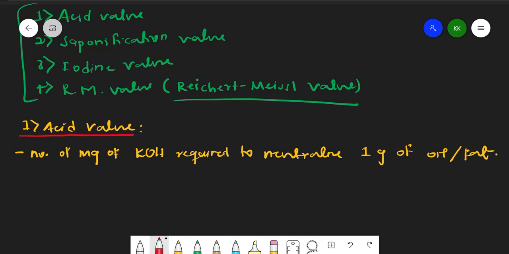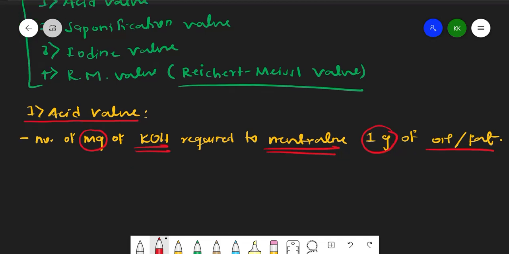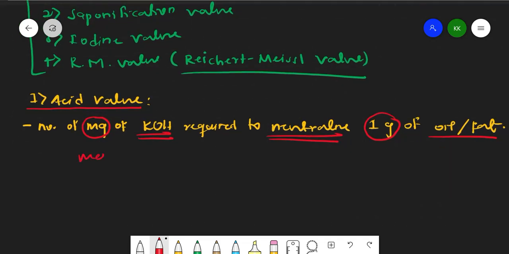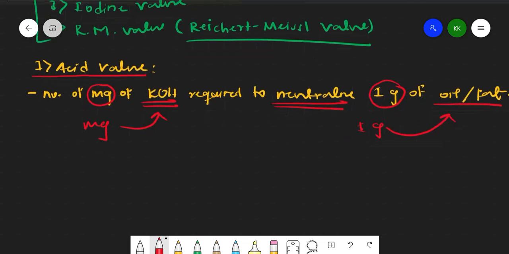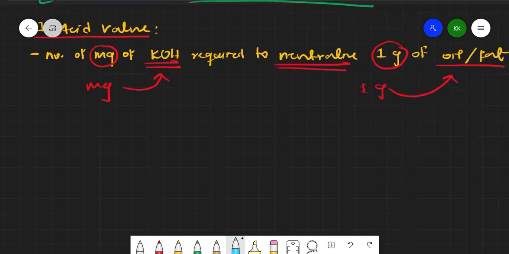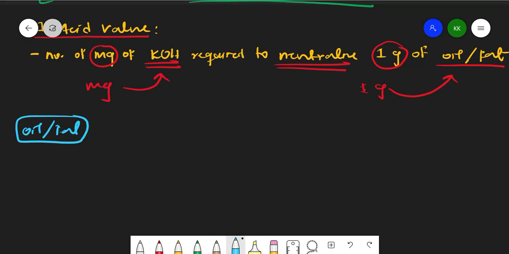So what did you learn? Number of milligrams of potassium hydroxide required to neutralize 1 gram of oil or fat. It can be oil or fat. I hope you can remember. Here we take this KOH in milligrams. So what we do is, whenever we have oil or fat, while extracting this we use different methods like chopping, so many methods. There we use some harsh conditions, like at elevated temperature we extract.